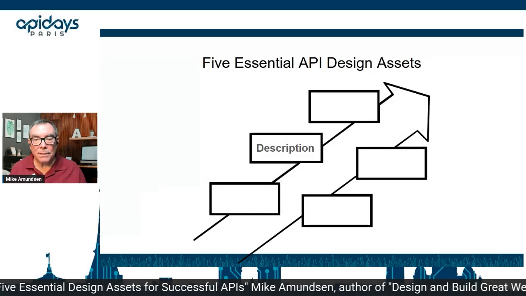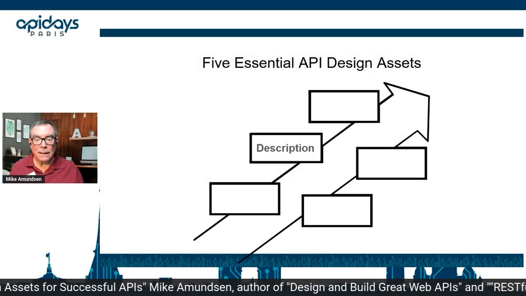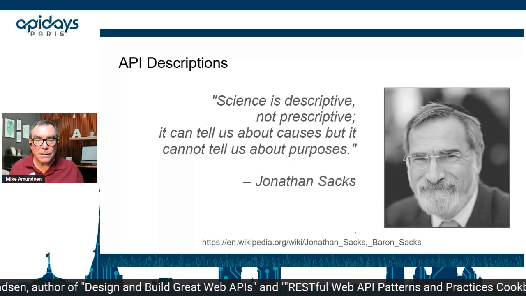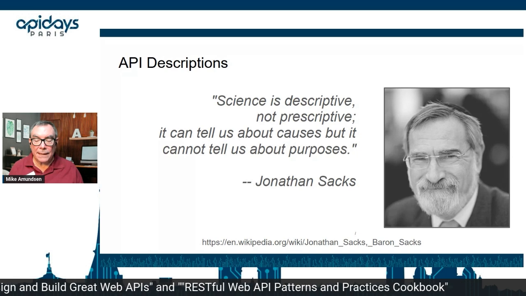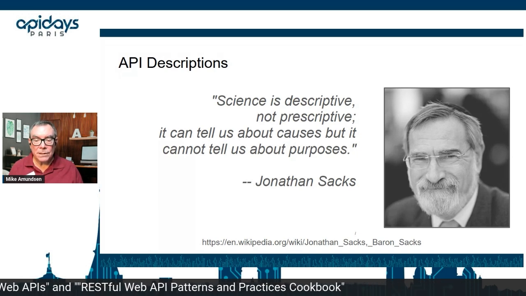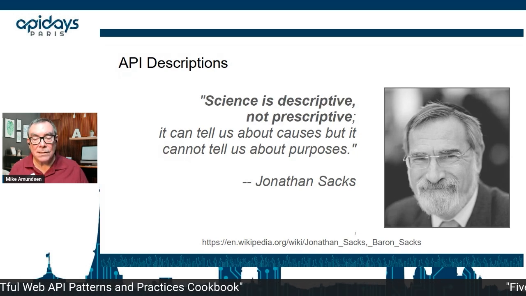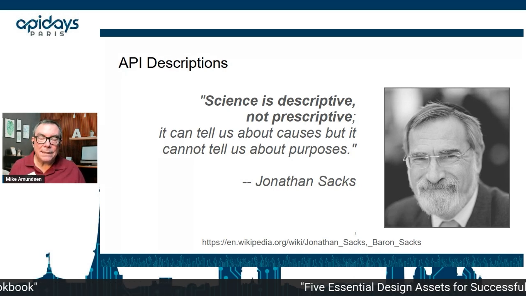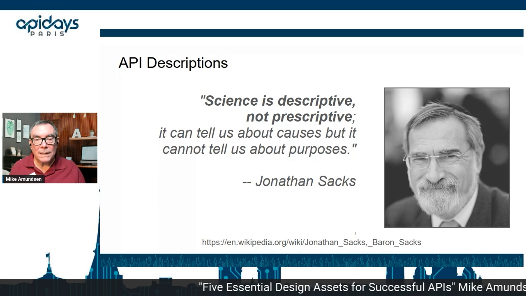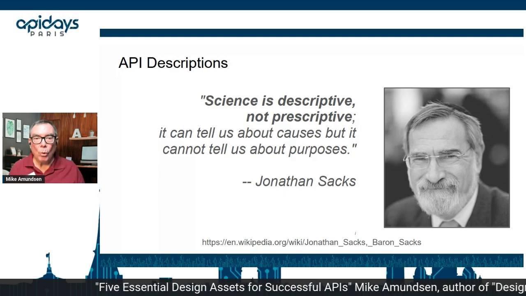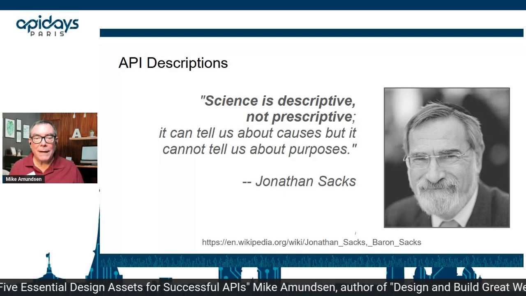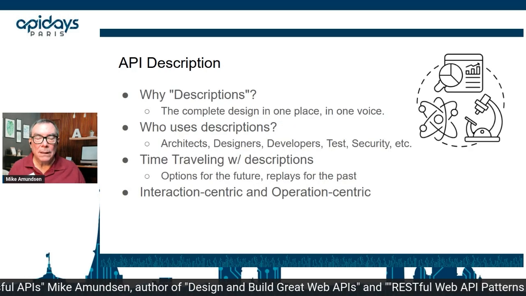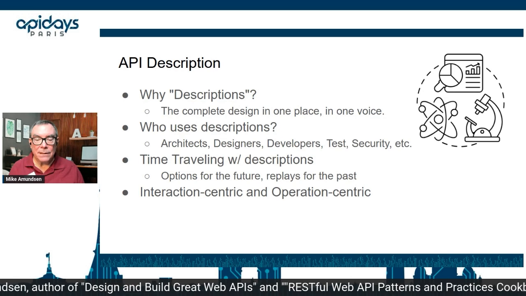All right, let's talk about the next item in the collection, and that is description. API descriptions are very, very important. And Jonathan Sachs of Harvard Business School has this great comment: science is descriptive, not prescriptive. And we're going to think about the APIs the same way. We're going to explain what's possible and not tell people what they're supposed to do. We want to create a set of options. You can think of creating a landscape or a place where people can wander around and get things done.